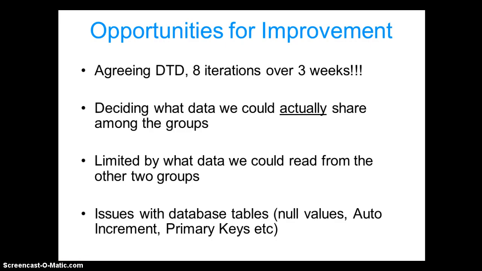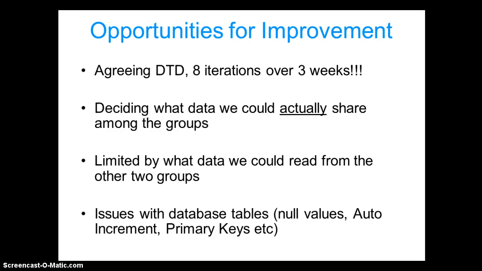Some opportunities for improvement. Agreeing with DTD, as we said, there were eight iterations over 3 weeks, but because we were validating our own code, which we were comfortable with, until we actually started exchanging XML files in the last couple of days, that's when the problems arose. So if we had reached that stage earlier, it would have been more apparent. I don't think there would have been as many iterations.